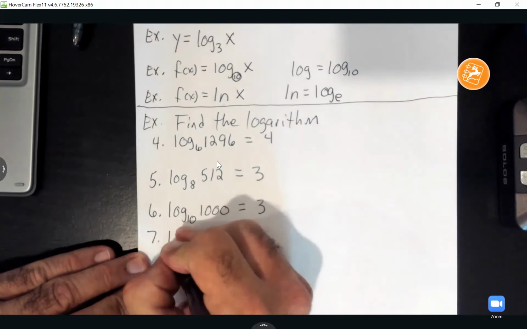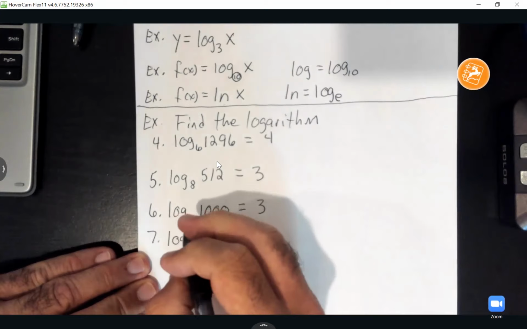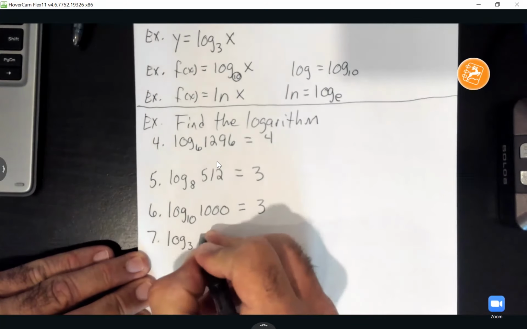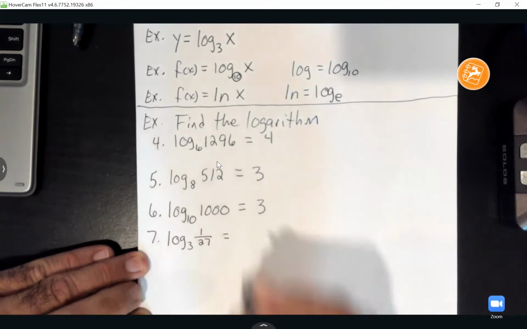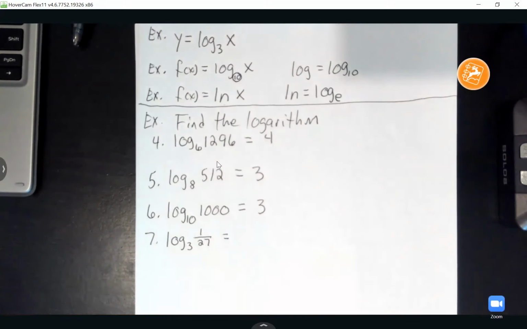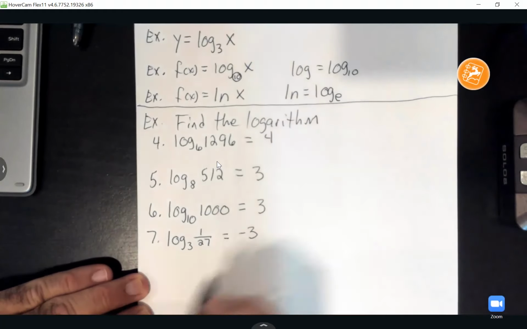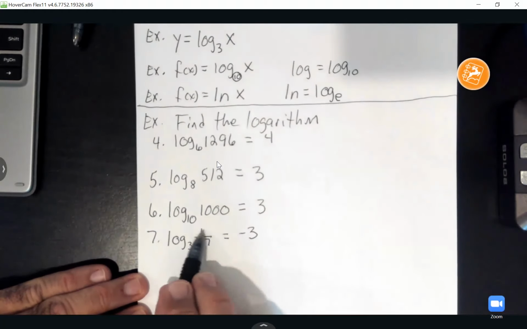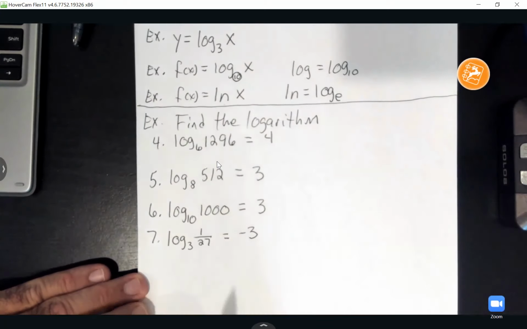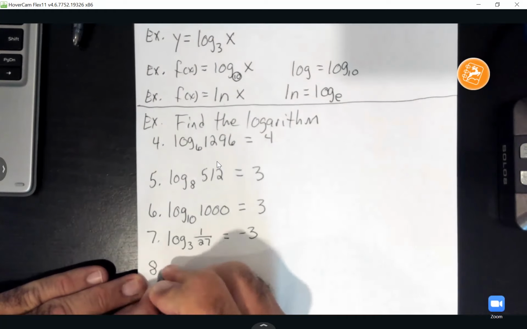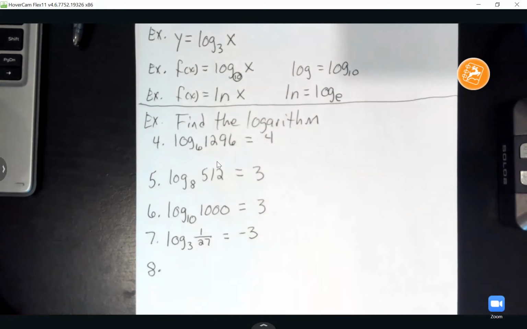Watch this one, y'all. Log base 3 of 1 over 27. Does -3 make sense? It is definitely a -3. Anytime you got a fraction like this, you're going to end up with a negative exponent, okay? But y'all ought to have done the same thing.